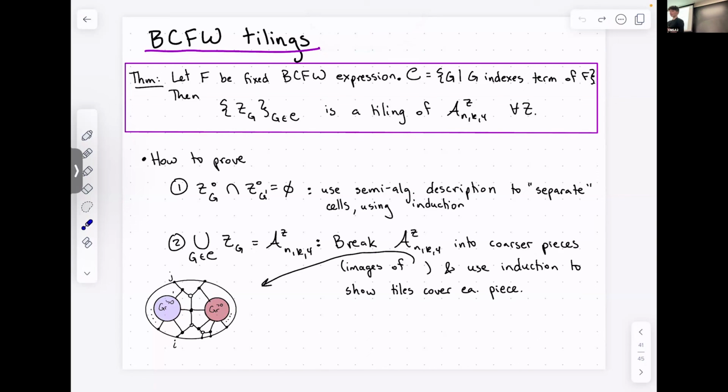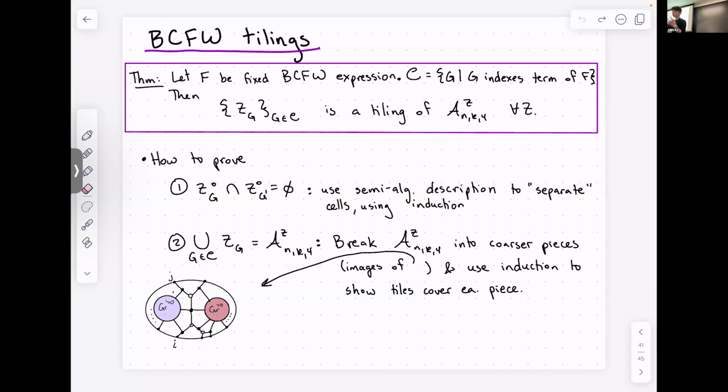For the second piece, you want to show that the union of the tiles is the entire amplituhedron. To do this, we break the amplituhedron up into bigger pieces, much bigger than a tile. If you're an expert, the pieces that we use are images of the positroid cells that we get like this, where on the left and right I put a graph for the top cell. These are much bigger than tiles, but they're still images of positroid cells.